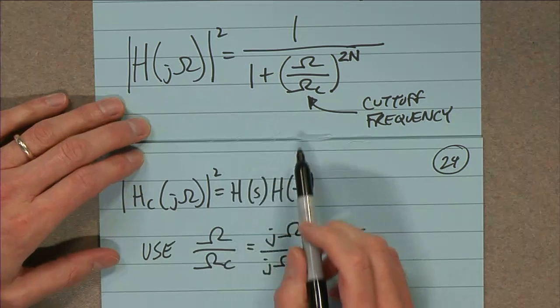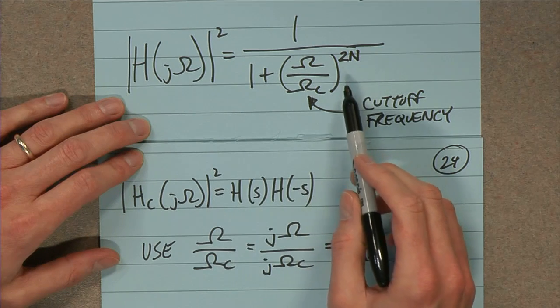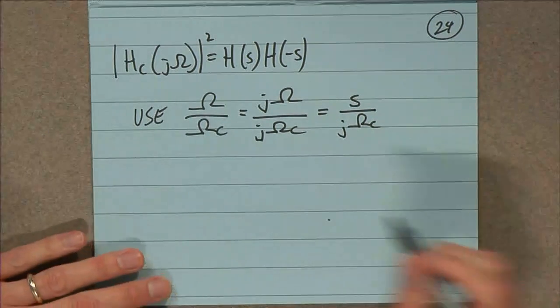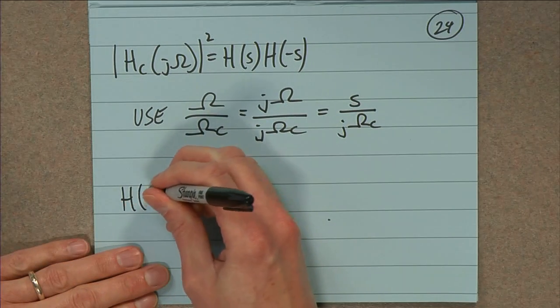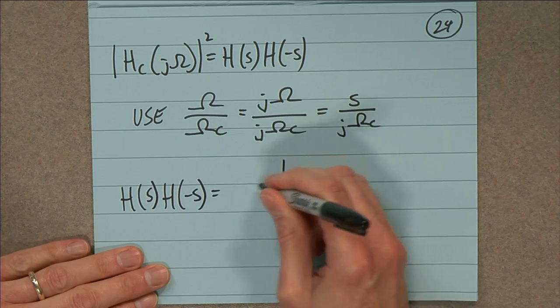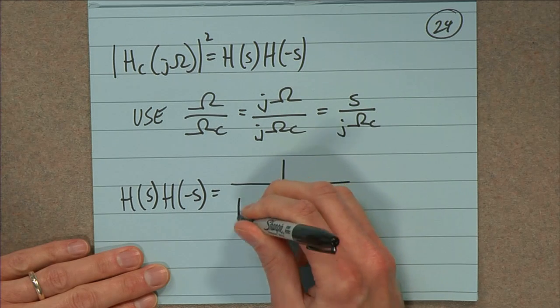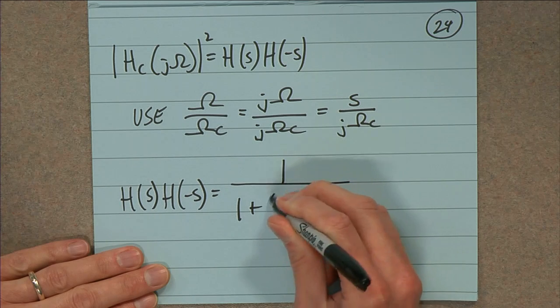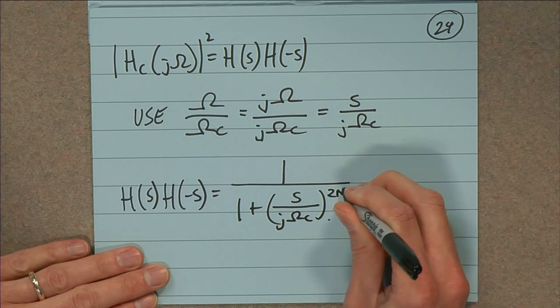And I guess the key is H(s) has this form, but once we plug this in here, you'll see that it's a little bit messy, right? We've got H(s), H(minus s), and this is 1 plus s over j omega c, all that raised to the 2N, where N is the filter order.